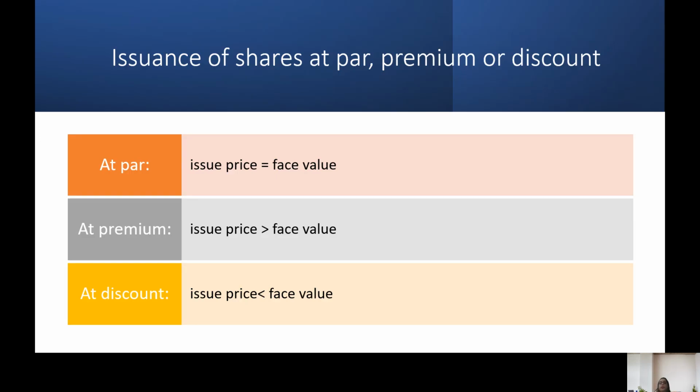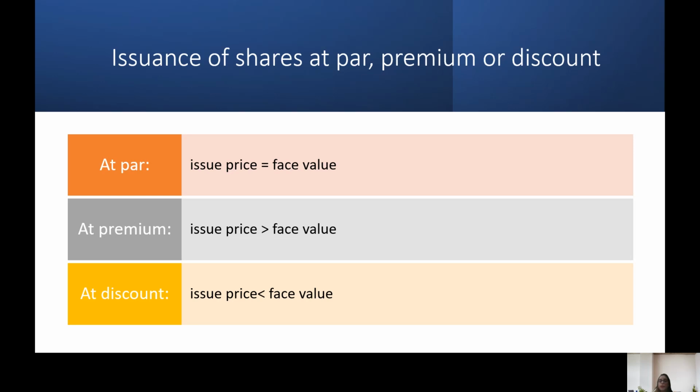Now let's talk about when the company issues shares, then it can issue shares either at par or premium or discount. So what does that mean? When the company issues the shares at par, the issue price is equal to the face value. When the company issues shares at a premium, then the issue price is greater than the face value. And when the company issues shares at a discount, then the issue price is less than the face value.